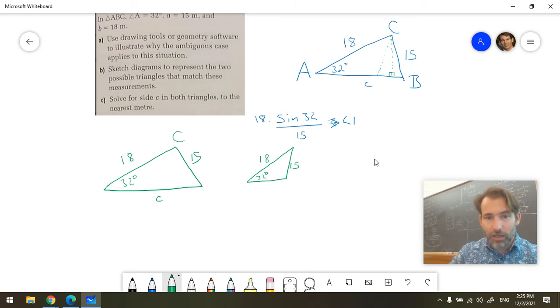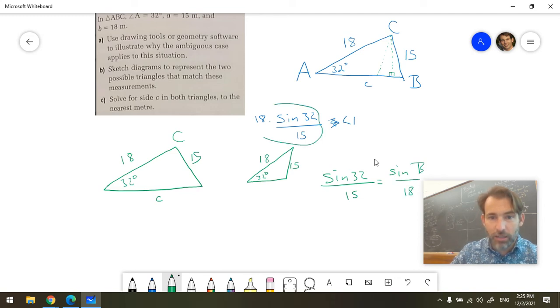If I know sine 32, my unknown is an angle, so I want that on top. So I set it up just like this. Sine 32 over 15 equals sine B over 18. Then I evaluate this. I'm going to say the inverse, so that's sine inverse of 18 over 15 times sine 32. Definitely put that in brackets on your calculator. That's equal to angle B.